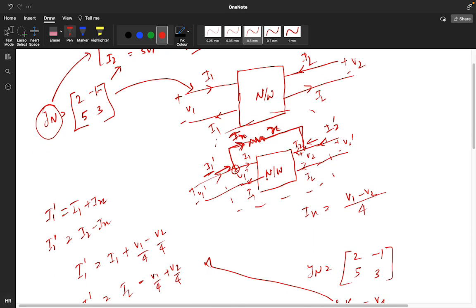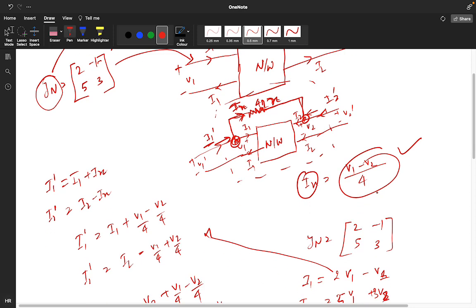Now you just need to find the value of Ix. If this potential is V1, then V1 minus V2 upon this 4 ohm, you will get the value of Ix. Clear? So I1 dash is what? I1 dash is Ix plus I1 by KCL. And for I2 dash, net incoming current equals net outgoing current, apply this and you will get I2 dash is equal to I2 minus Ix. Put the value of Ix, and put the value of minus Ix, you will get this.